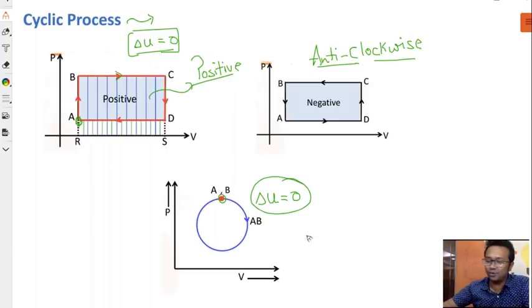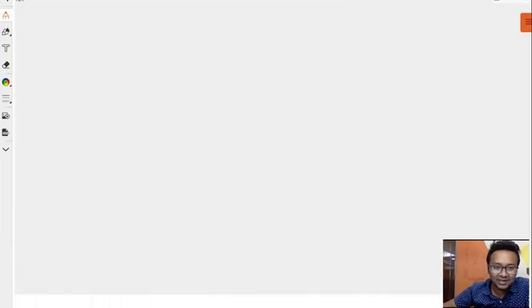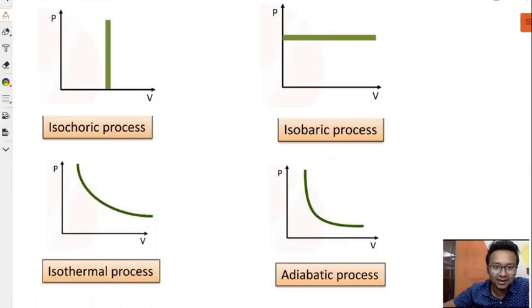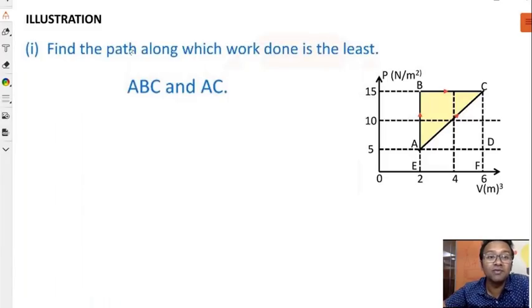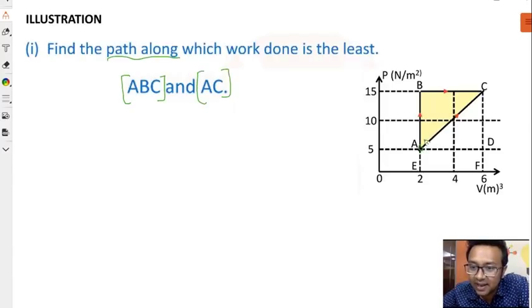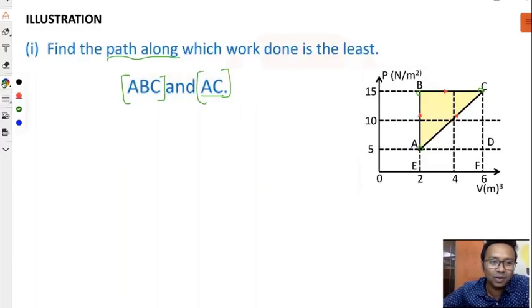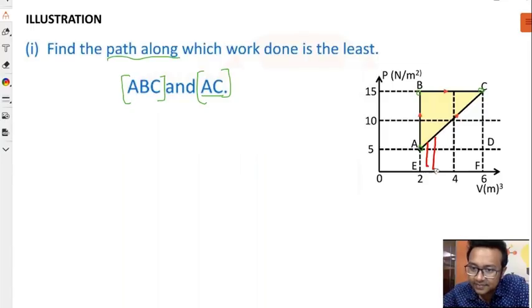Okay, let's go and explore some of the questions now. That's all we require. Now let's find out under which path the work done is the least, ABC or AC? Friends, which path is ABC? A to B and then from B to C. And AC is directly from A to C. Now students, isn't it very clear here that the work done under AC is this area? Right, students?